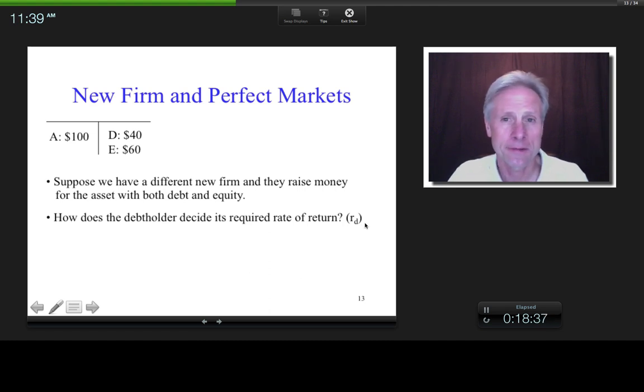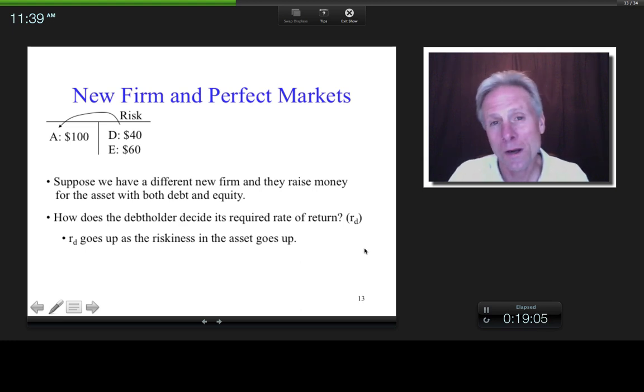Well, let me put it this way, what did the equity holder look at in the previous example? Well, the equity holder in the previous example said, hey, what are you doing with my money? Well, does the debt holder have a similar interest here? They do, right? So basically they'll say, hey, what are you doing with my money? And if it's high risk, will they require higher or lower return? They'll require a higher return.